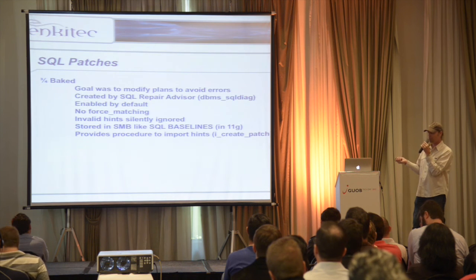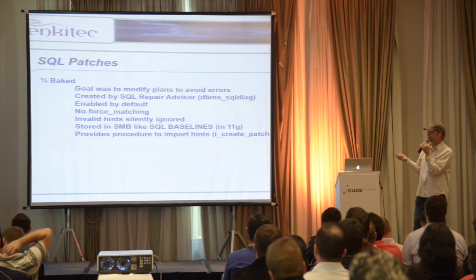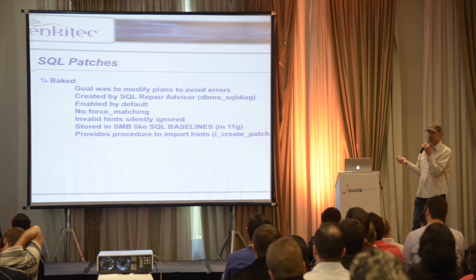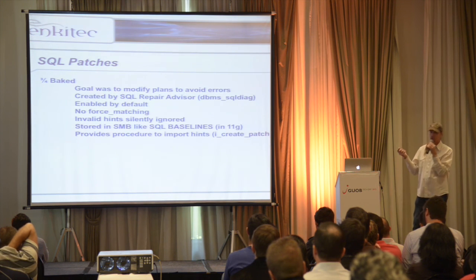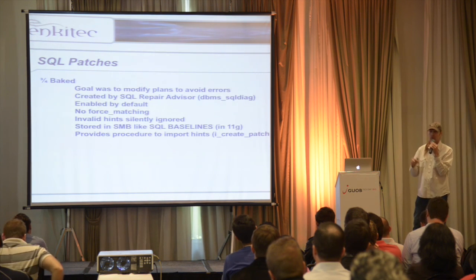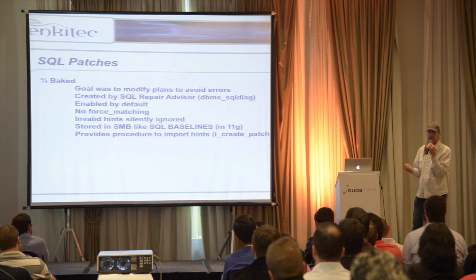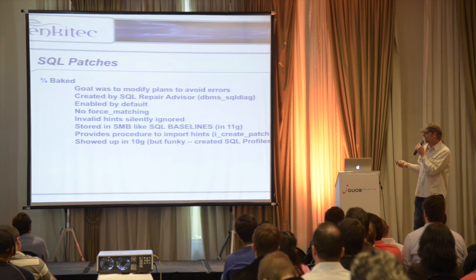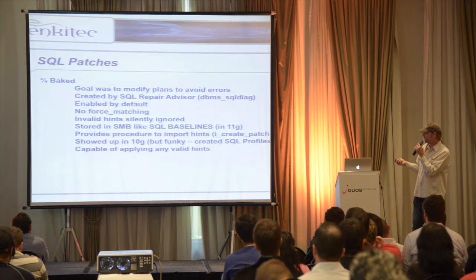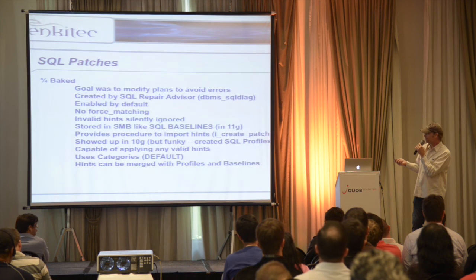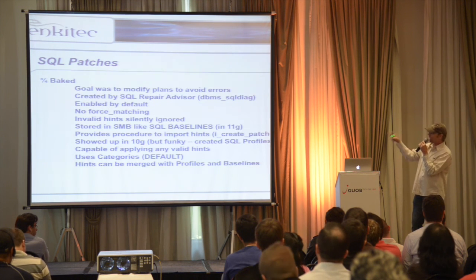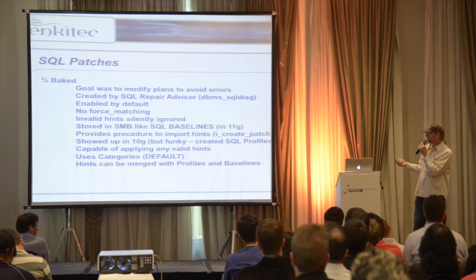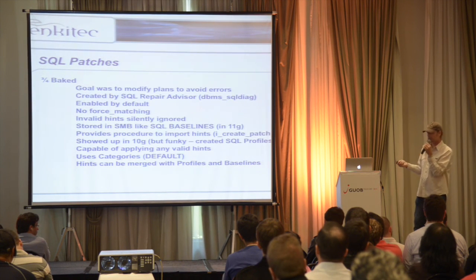There is a procedure to import manually if you don't want to use the repair advisor, but actually create one on the fly on your own. So I have a script, for example, that says, give me a SQL ID and type in whatever hint you want to apply to it behind the scenes. Right? And it uses a SQL patch. So it's pretty cool. They did show up in 10, but they were kind of funky in 10. Probably better used in 11. You can do any valid hint. They do use categories. You can apply one of these things even if you're using profiles or baselines. They just merge the hints.